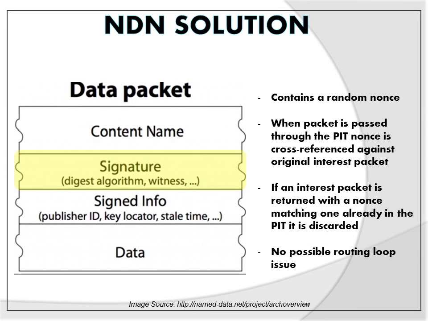The named data networking solution to this is also in the signature part of the data packet. Instead of being in the publisher ID, it's in the digest algorithm, which is where the nonce is located. So, for example, when the interest packet is sent out, it's assigned a random nonce by the pending interest table. When the data packet is returned, it will have the matching nonce.